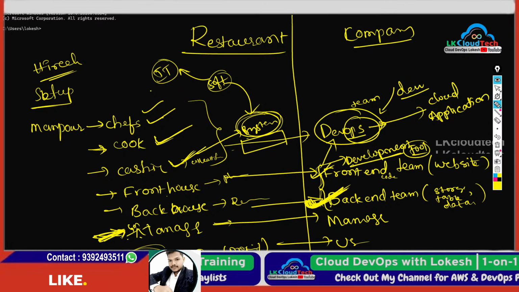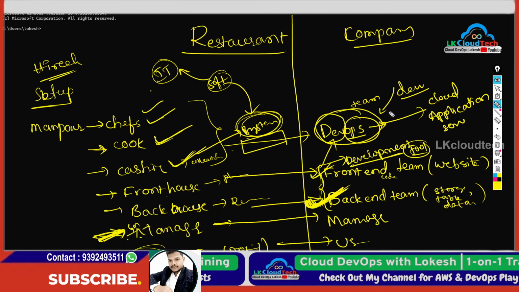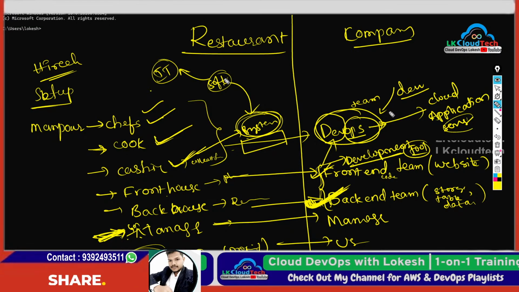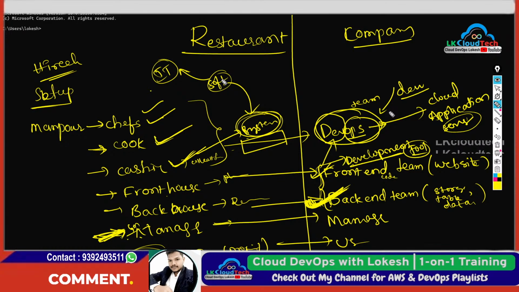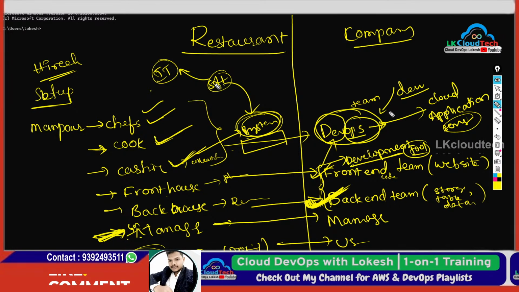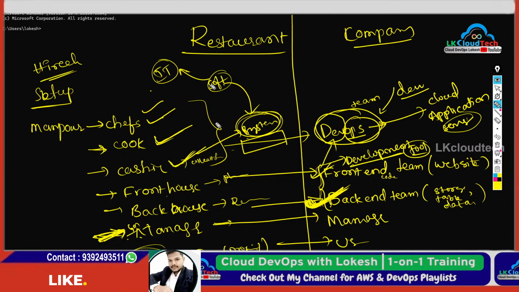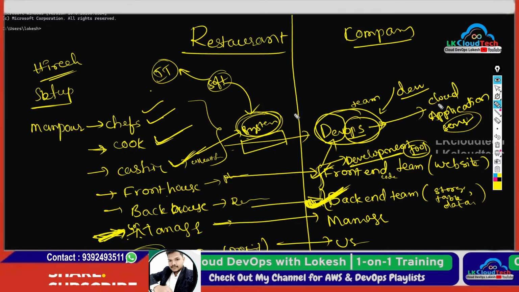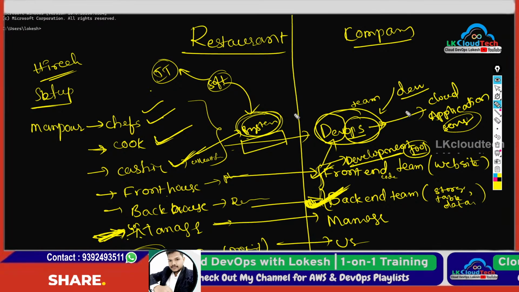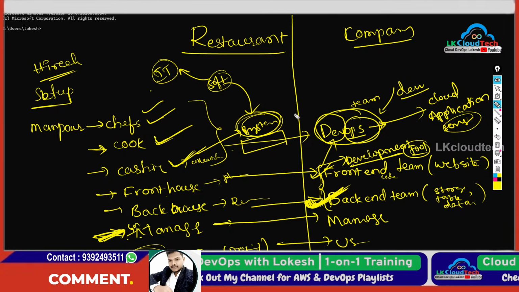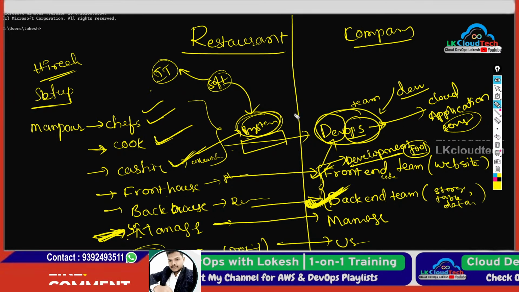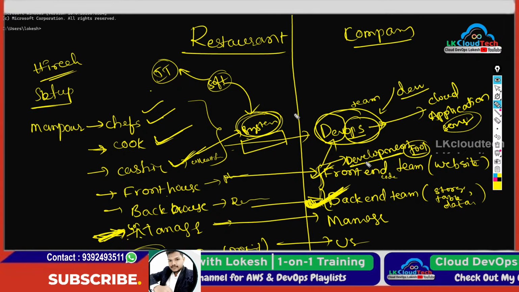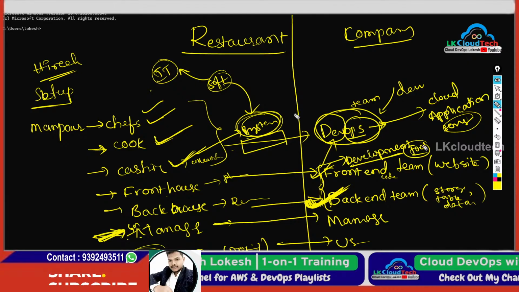Or for example, during FIFA World Cup time or Olympics time or festive time, Ramjan time, when all the shopping is happening, servers will have very heavy load. At that time you need to launch new servers. Got it? Those kinds of operations will be taken care of by the DevOps team.